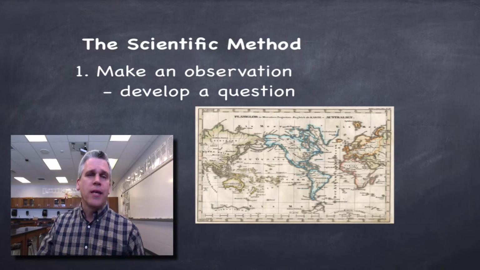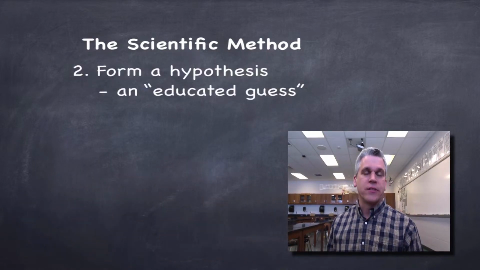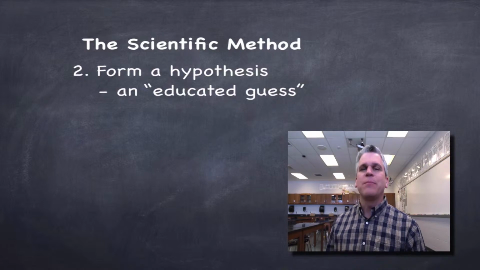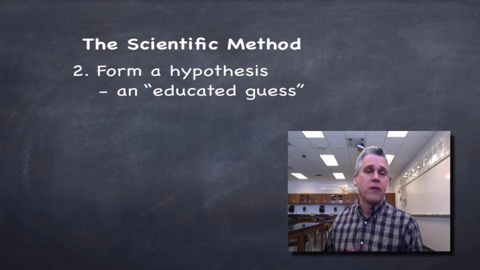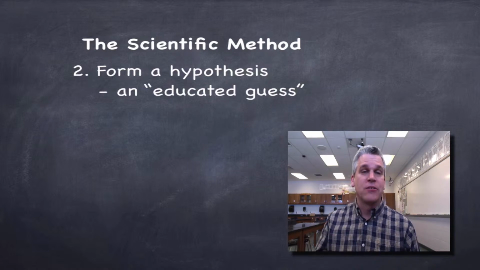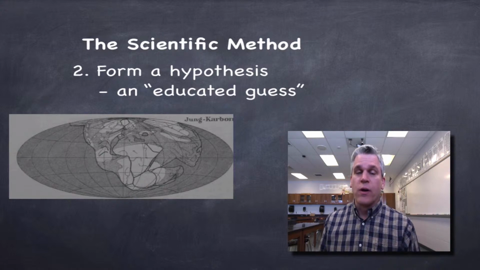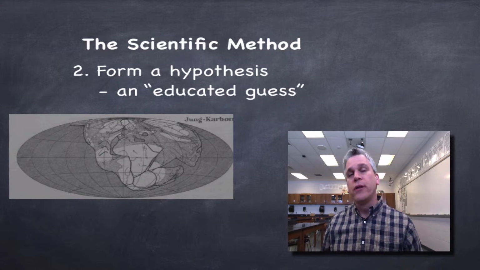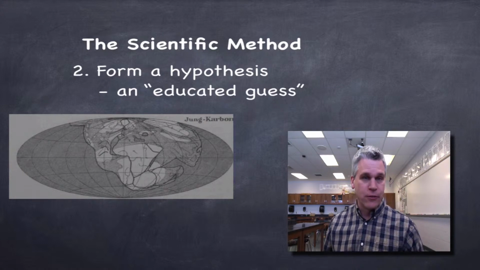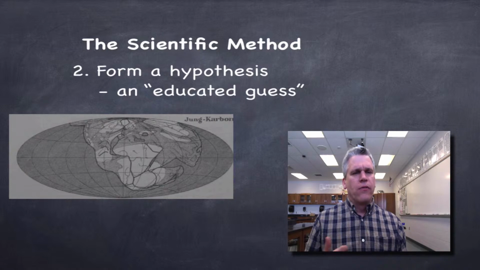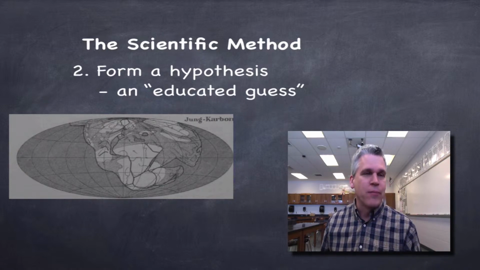So then we go on to our second step of the scientific method, and that is to form a hypothesis. Now, a hypothesis is simply an educated guess. We need to have somewhere to start in finding out the answer to this. So Wegener's hypothesis was that by cutting out the continents and putting them together, maybe at one time they were all together. Well, of course, that's just a guess. You need to have empirical evidence to back up that data.